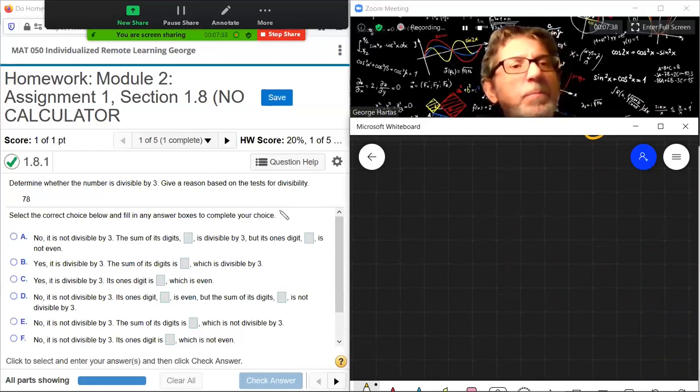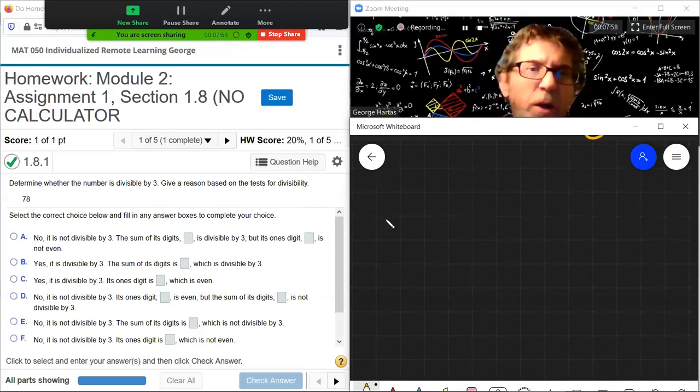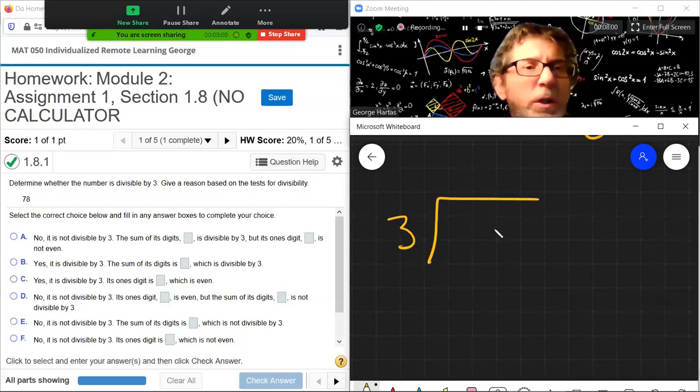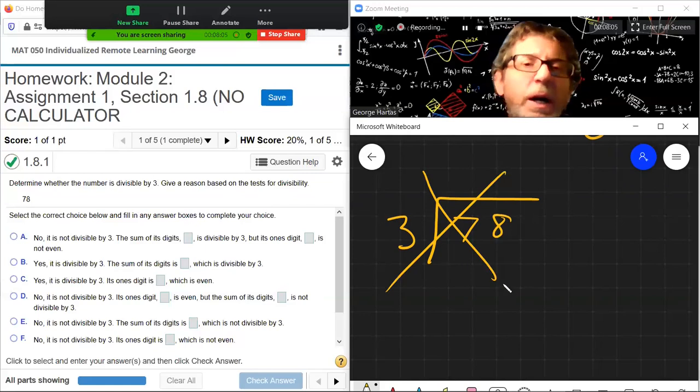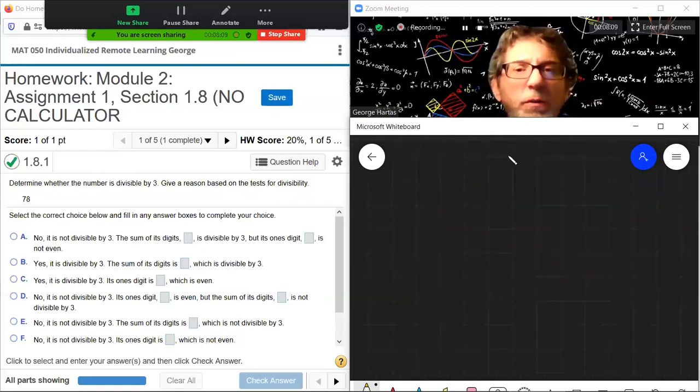All right, now, question number 1. Determine whether the number 78 is divisible by 3, and then you have to give a reason based on the tests for divisibility. So again, we don't want to use long division. They don't want us to do this. We could do that, but we're not supposed to. We have to use the rules of divisibility.